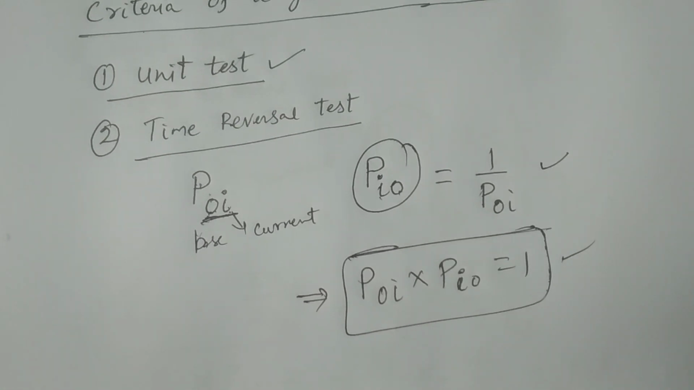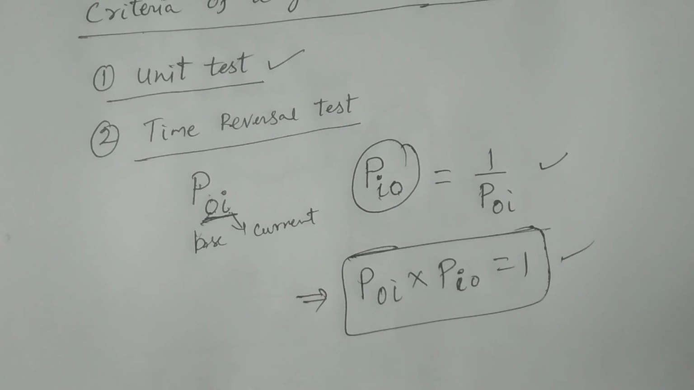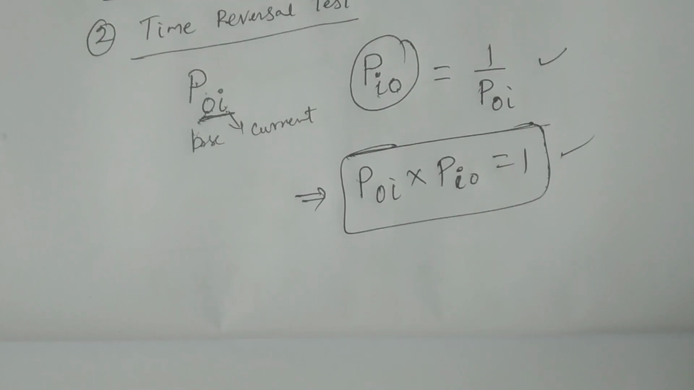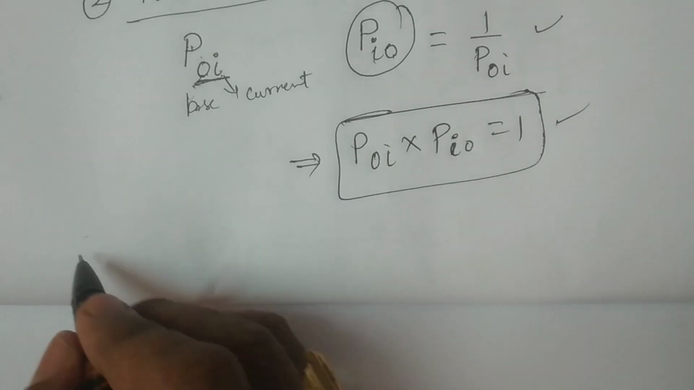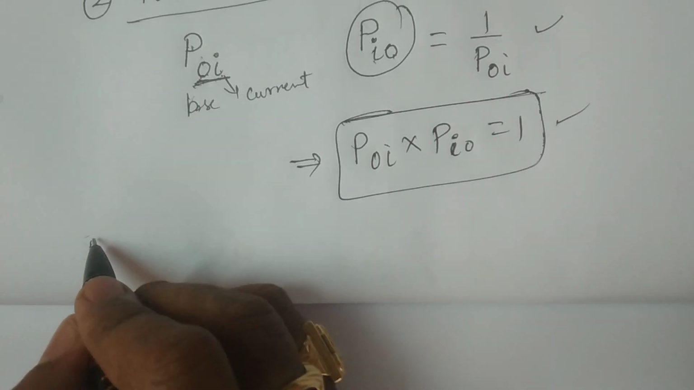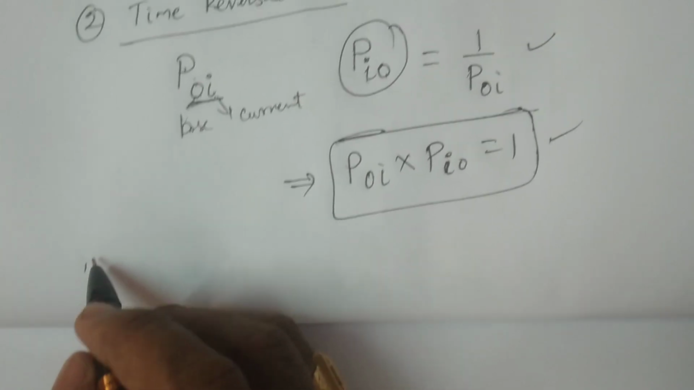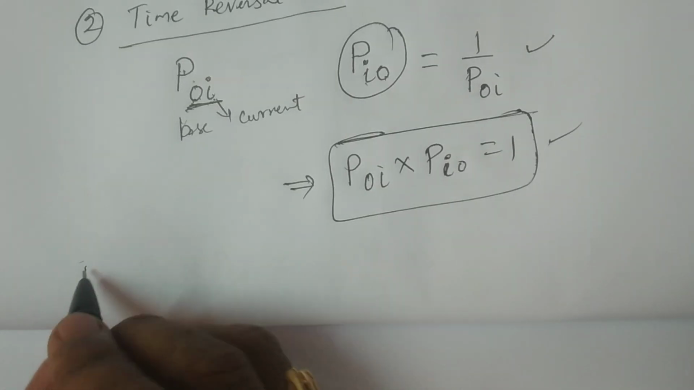What are the index numbers which satisfy the time reversal test? Usually the simple price index number, geometric mean of price relatives, Fisher index number, Marshall-Edgeworth index number, Walsh, Kelly's fixed weight index number are all index numbers which satisfy the time reversal test. I will show you one which satisfies and one which does not satisfy. I will show you the Fisher index number in another class, right?